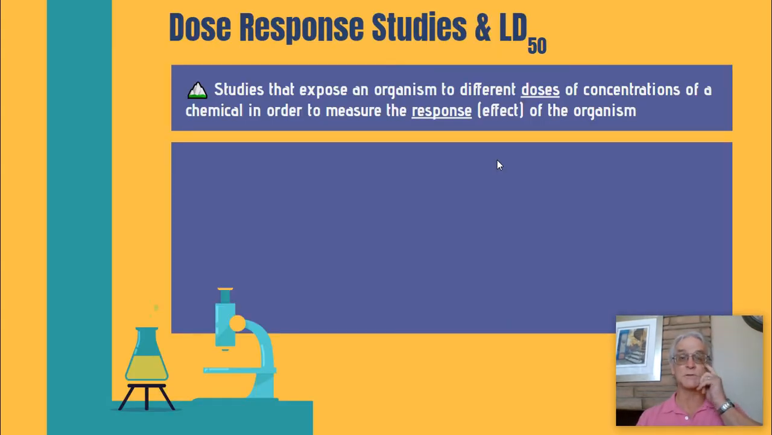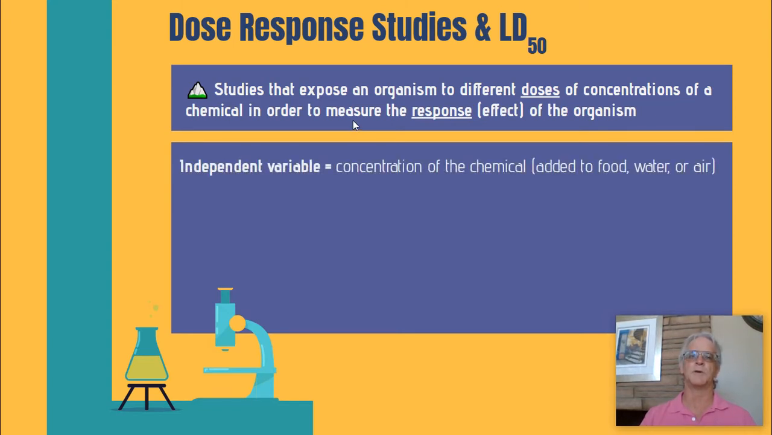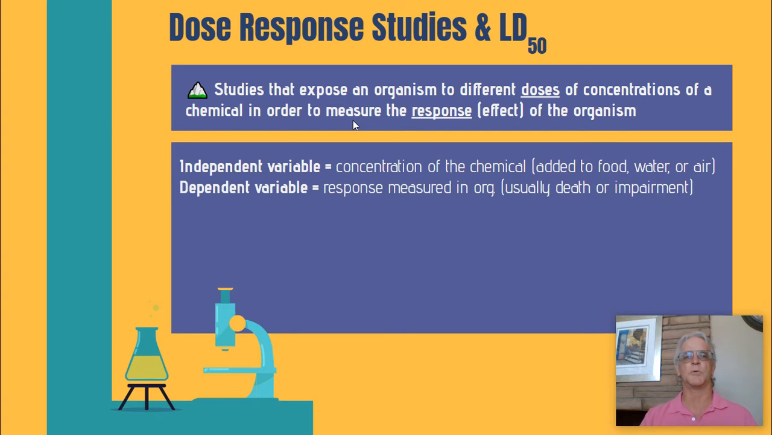Dose response studies and LD50. Dose response studies expose an organism to different doses and concentrations of a chemical to measure the response of the organism. The independent variable is the concentration of the chemical added to the food, water, or air. The dependent variable is the response measured in the organism, usually death or impairment.